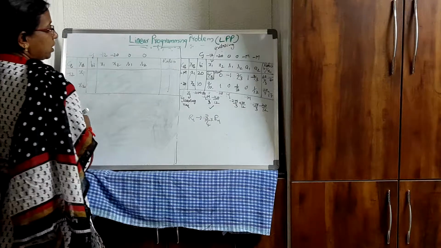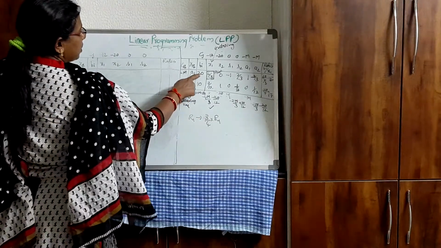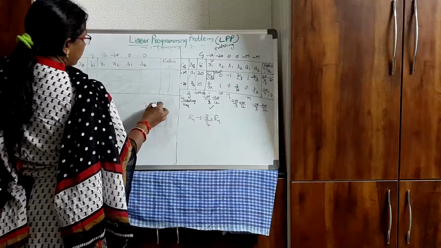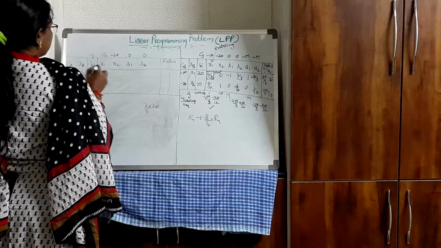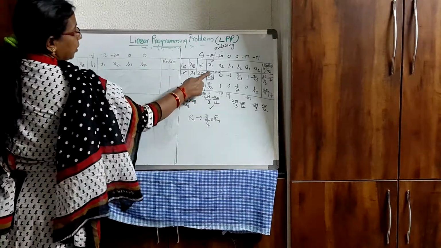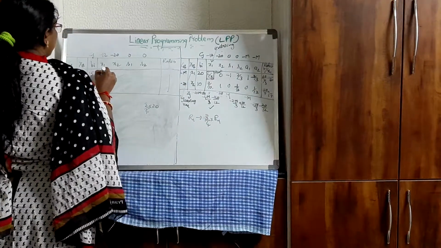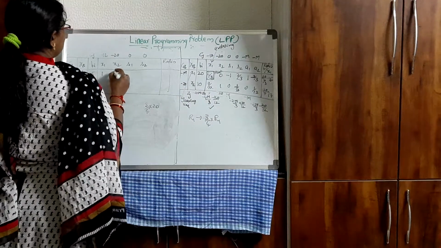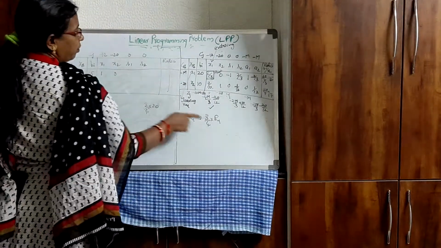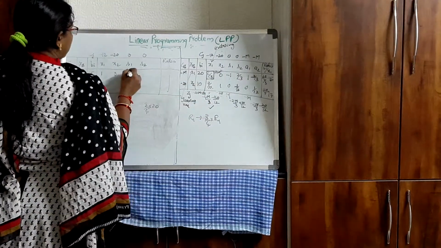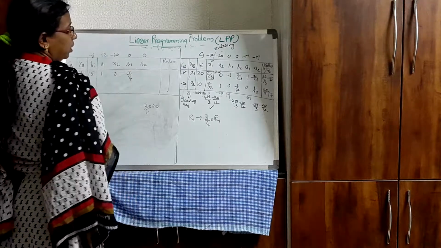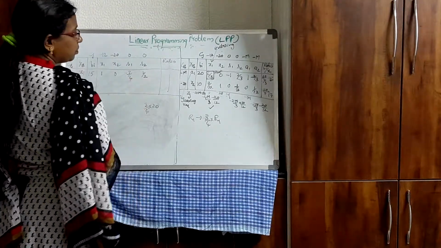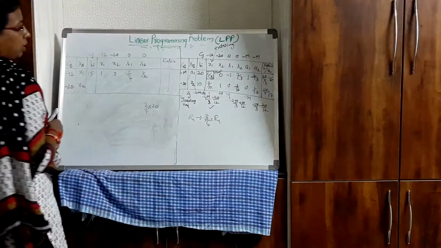Now R1 is 3 by 4 into R1. That means 3 by 4 into 20. 3 by 4 into 20, what will you get? 15. Then 4 by 3 into 3 by 4 is 1. Then 3 by 4 into 0 is 0. 3 by 4 into minus 1 is minus 3 by 4. Then 3 by 4 into 2 by 3, you will get 1 by 2. Okay, now you got this.